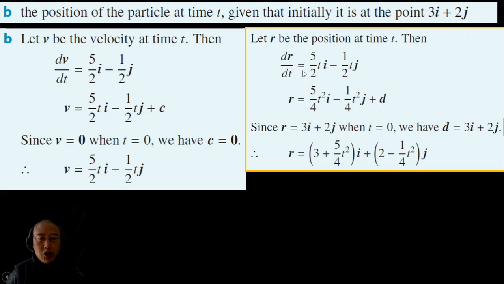We anti-differentiate again. We get the position vector plus a vector constant. We use the initial position, which is given here. We get the constant vector d, and we can rewrite the position vector by regrouping the terms in i and j. So what we have here is the x component, and that's the y component.